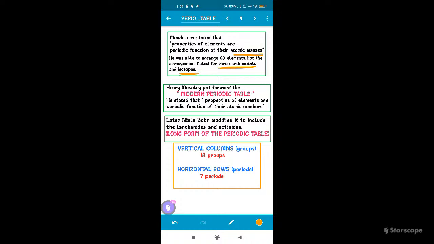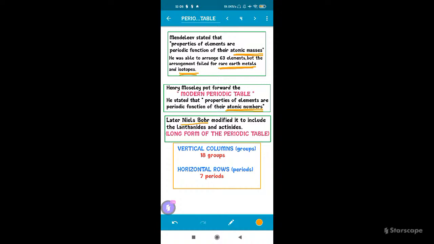Next came the most important one, whose name was Henry Moseley, and he put forward the modern periodic table. According to him, if we arrange the elements in the increasing order of the atomic numbers, not atomic masses but atomic numbers, then we can get a periodicity in properties, then we can get similarity in properties. And this is what we studied today. Although Henry Moseley gave a very good observation of these elements, his periodic table was also not completely perfect.